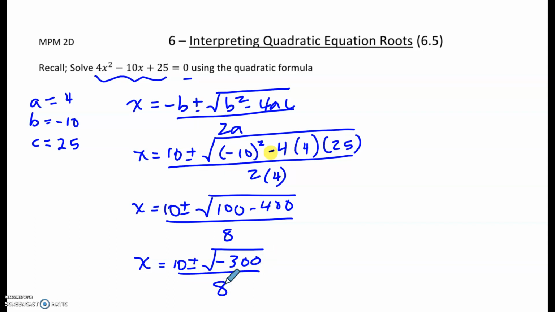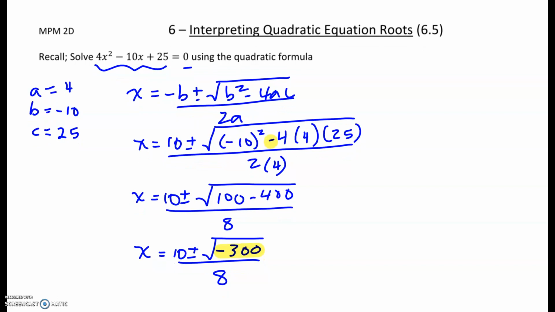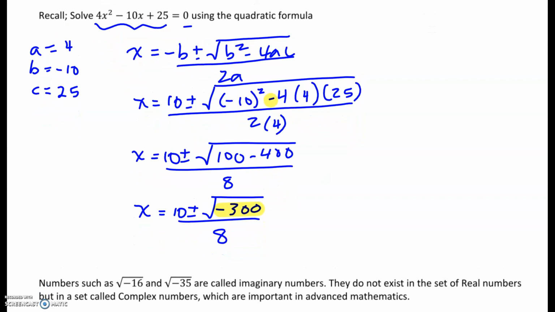And that right there is where we pump the brakes, because we know that I cannot solve a negative under the square root symbol, not with the math that we know at this point. So when that happens, it actually is telling us something special. So first let's talk about what it means when you have a negative under the square root symbol.